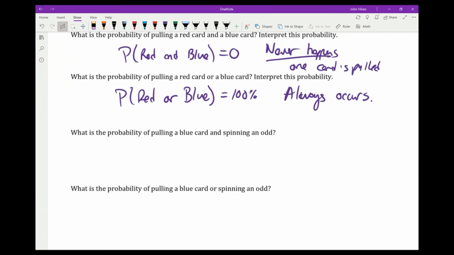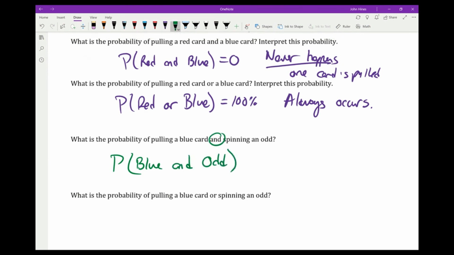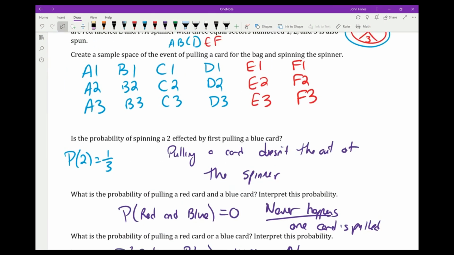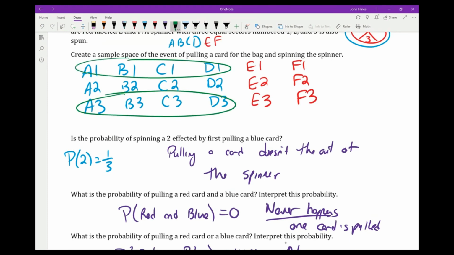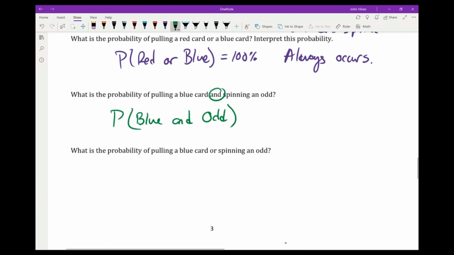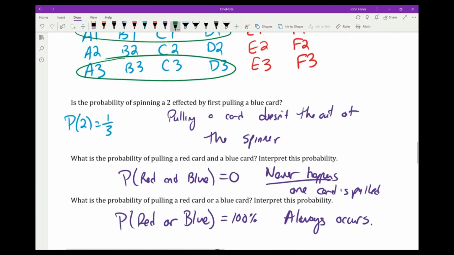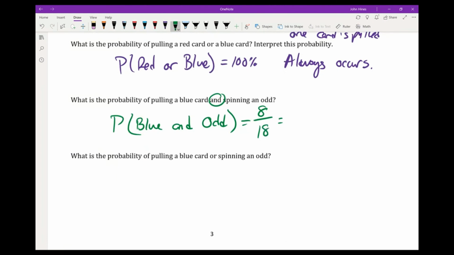I got two probabilities here. What is the probability of pulling a blue and an odd? So I need blue and odd. So I'm only looking at the blue ones, and I need odd numbers. 1, 2, 3, 4, 5, 6, 7, 8. Out of how many possible outcomes were there? There's 18 possible outcomes. So this probability is 4/9, a little less than half. This happens less than half the time. It's pretty close to half, but less than half the time.